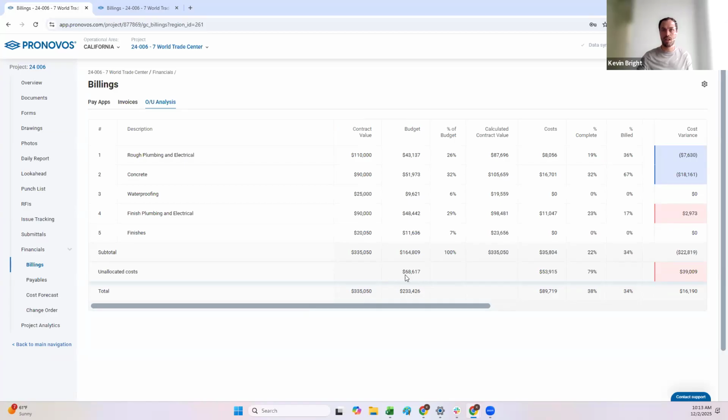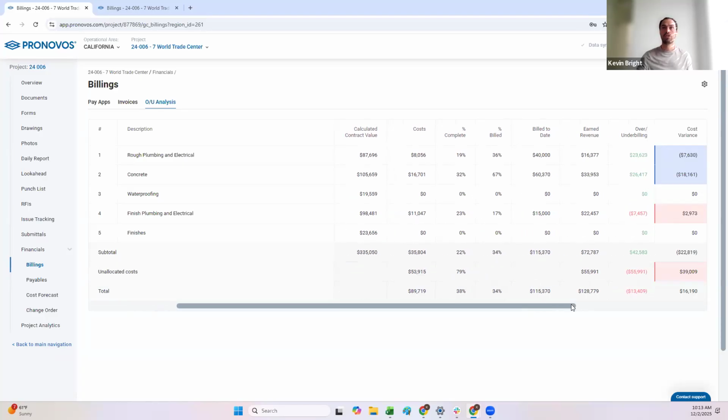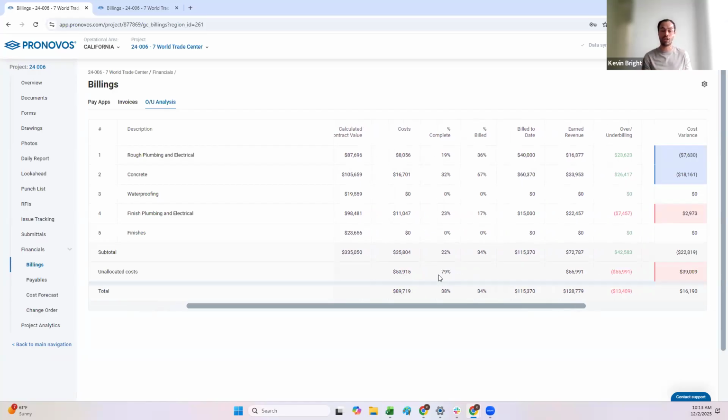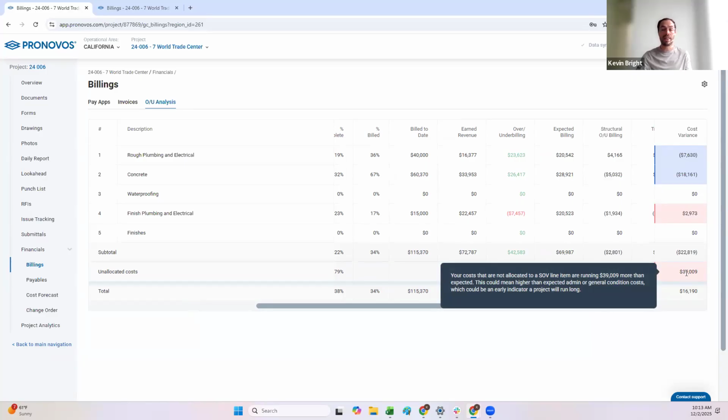So on this project, I can see there's $68,000 of cost that I have unallocated to a schedule of value. And I can see I've got $53,000 of cost on those unallocated. So that means I'm 79% across these line items here. But if I look at the rest of my numbers, I'm only 22% complete. So this is really important because those unallocated costs are typically your general conditions that are going to span the entire project. It's going to be your vehicle expenses, project management, supervision, trailers, whatever else you have to have on the site that's going to span the entire rest of the project. So if I'm already 79% on those, but I'm only 22% complete, then that's a huge problem. So I can see how that's actually leading to $55,000 in underbilling. And then that means that I've got $39,000 spent more on that than I would expect based on where I am at this point in the project.